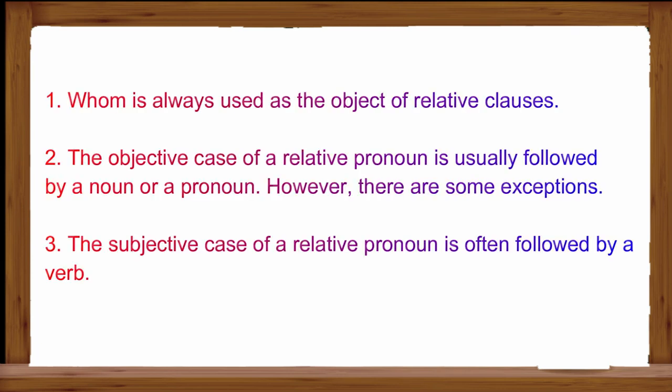There are 3 pointers which may help you to identify the cases of relative pronouns. 1. Whom is always used as the objective case in relative clauses. 2. The objective case of a relative pronoun is often followed by a noun or a pronoun. However, there are some exceptions in the case of parenthetical expressions. We will see about that. 3. The subjective case of a relative pronoun is usually followed by a verb. Now let us see some examples.